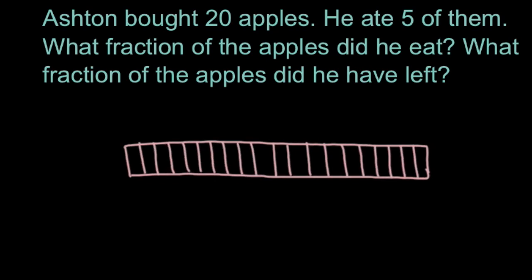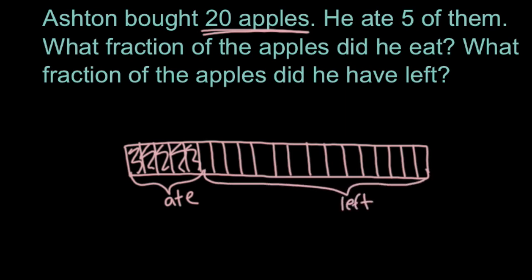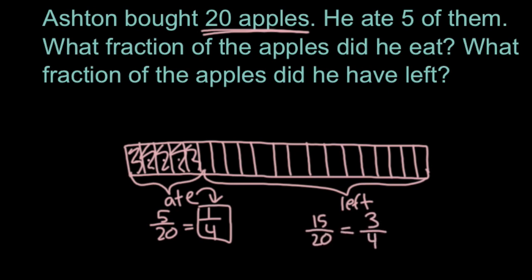And I'm breaking it up into 20 parts because I know that he bought 20 apples, so that's my whole amount. He ate 5 of them. So I'm shading in 5. This is what he ate. And the rest is what was left. So now I have to represent both as a fraction. So I know that I have 1, 2, 3, 4, 5 out of 20 here, which can be simplified to 1/4. So he ate 1/4. And he had 15 out of 20 left here, which can be simplified to 3/4. So he had 3/4 left.